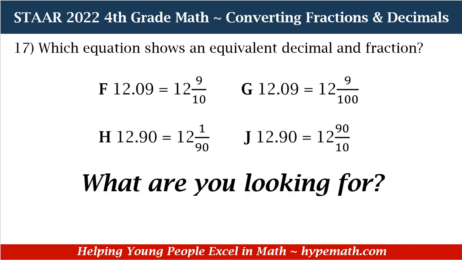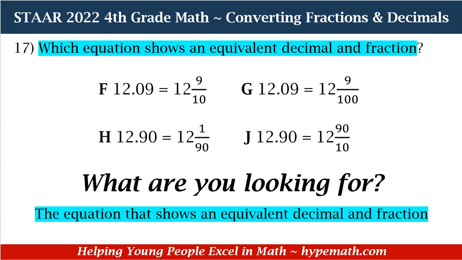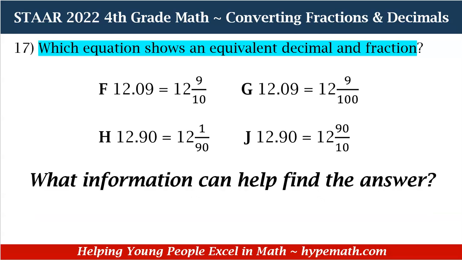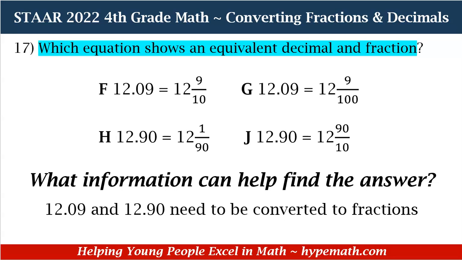What are we looking for? We are looking for the equation that shows an equivalent decimal and fraction. So our second important question is, well, what information can help us find the answer? The best way to solve this problem is to look at our decimal points. So if you notice, for the answer choices, we have 12.09 and also 12.90. Since those are the 2 decimals we have, it's easier to just convert those to fractions.